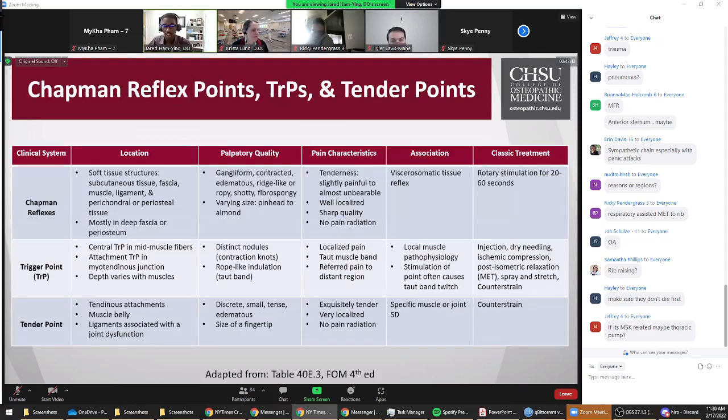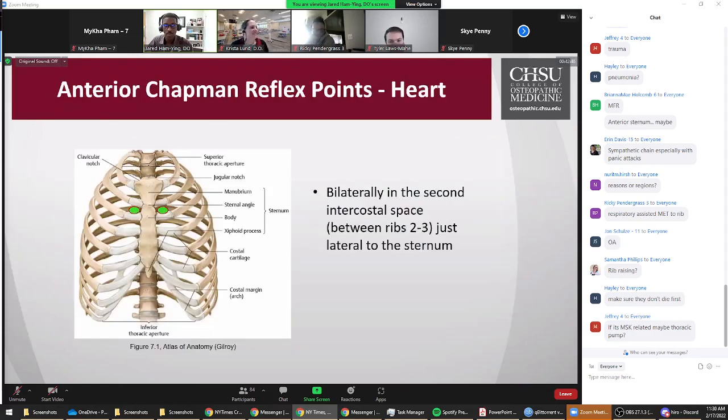So again, real quick summary slide. I'm sure you all know this by heart by now. Showing some of those Chapman's points here. This should be review.